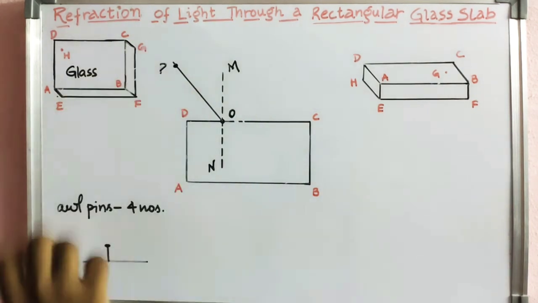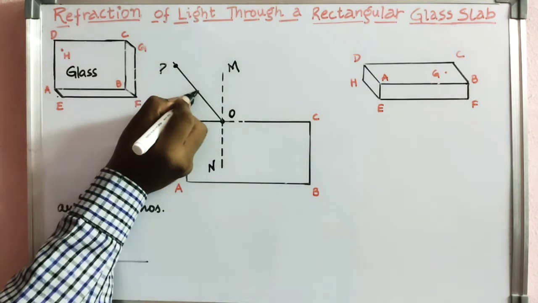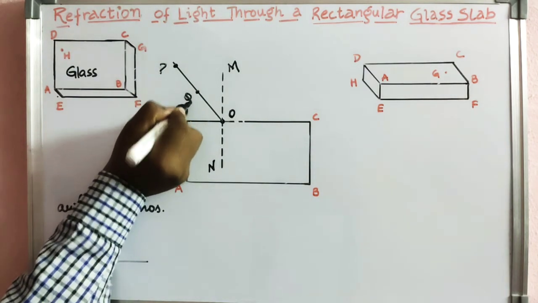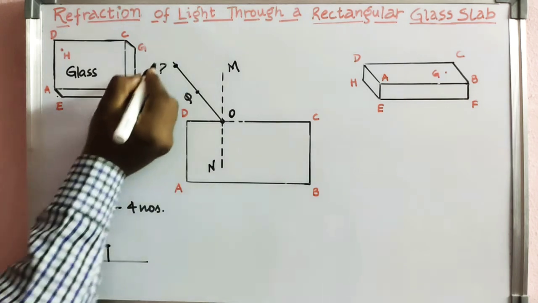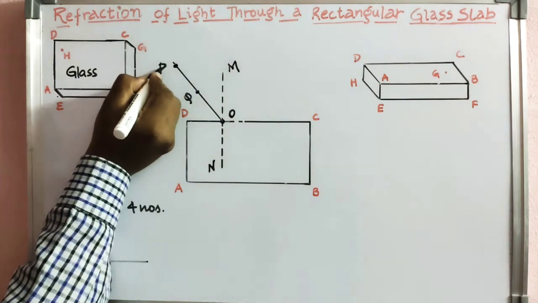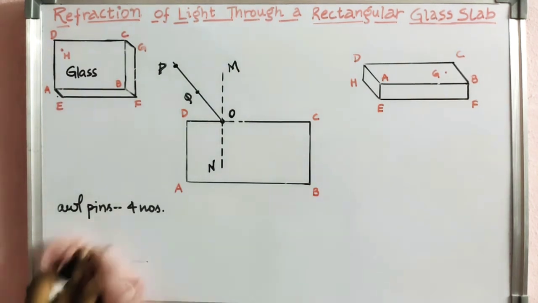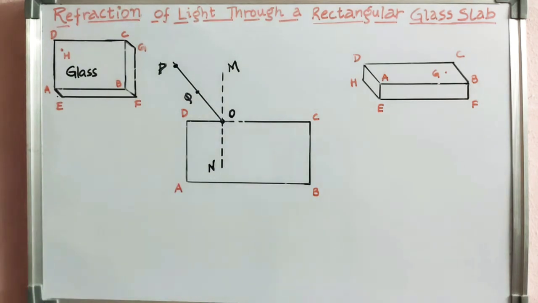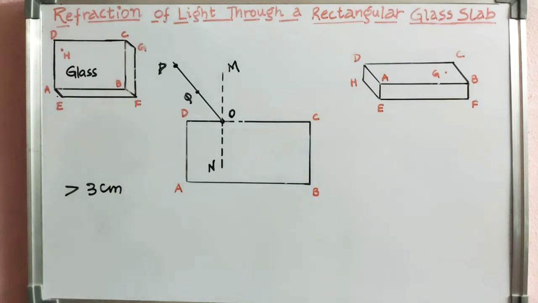And keeping a distance, pierce another pin perpendicular to the sheet of paper on the line. Remember, the pin should be on the line. So this is pin P, this is pin Q. How much distance you keep is your wish, but I suggest that you keep the distance more than 3 centimeters. Why? I'll explain later. So many things are there which I am going to explain later.